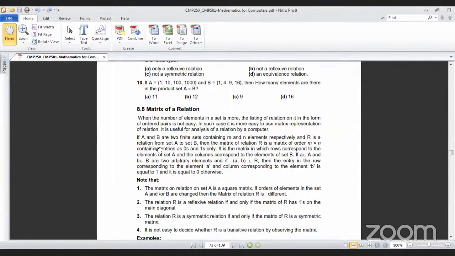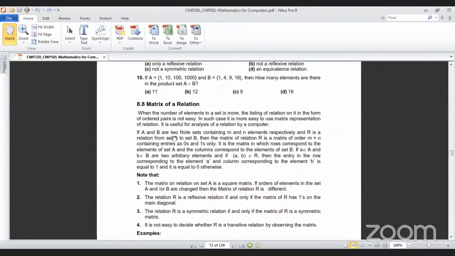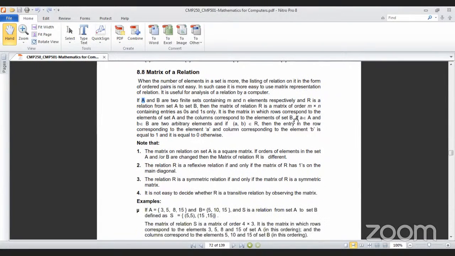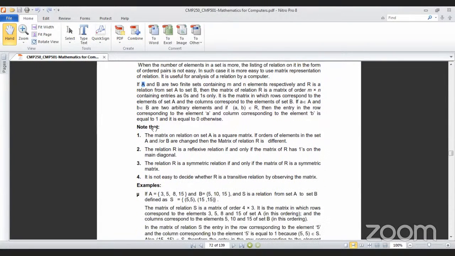So it will contain entries of zeros and ones. It is a matrix in which rows correspond to the elements of set A, and columns correspond to the elements of B. Don't forget about it. And it will be 1 or 0. Then the entry in the row corresponding to element A and column corresponding to B is equal to 1, and it is equal to 0 otherwise.